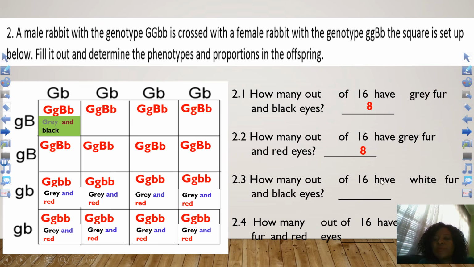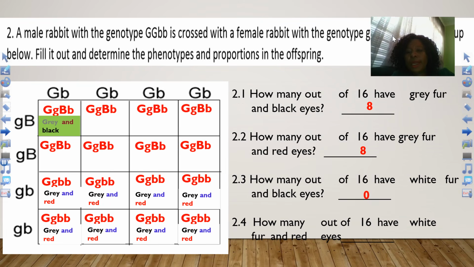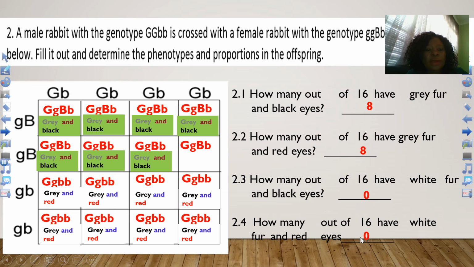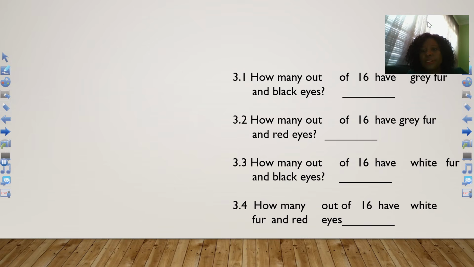How many out of the 16 have white fur and black eyes? Do we have any? There is none. How many have got white and red eyes? Then it gives us 0 again there. So you can see now it starts to fill up the Punnett square. All the offspring in the first two rows, they are having gray fur and black eyes. So hence we are having 8 over there. Now let's go to the next question.